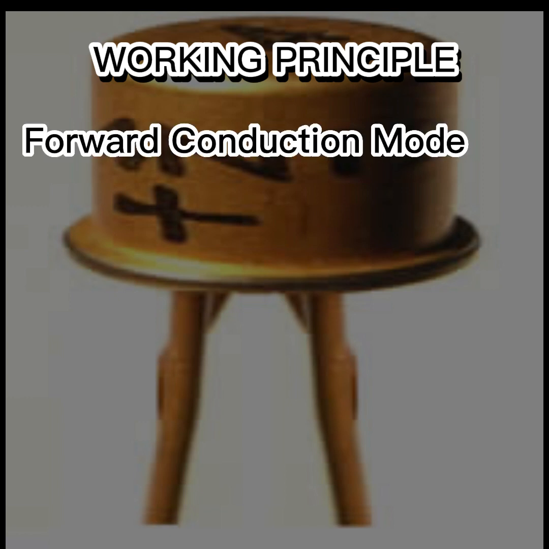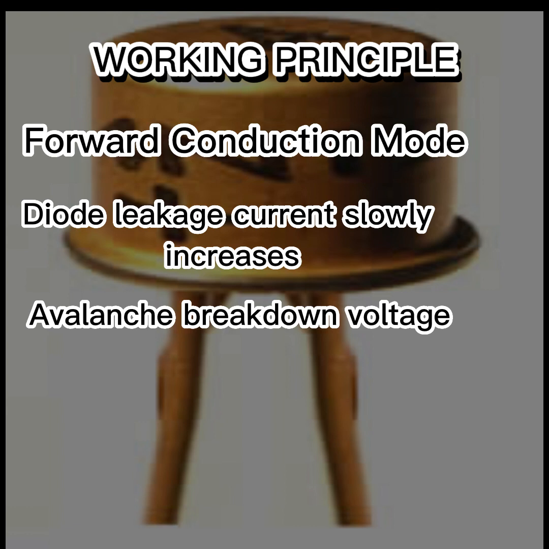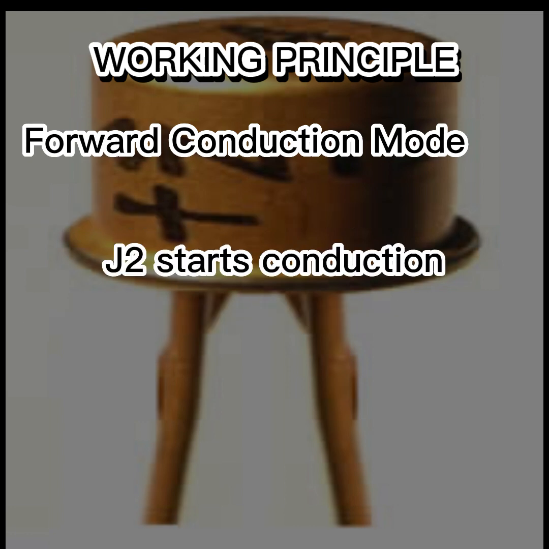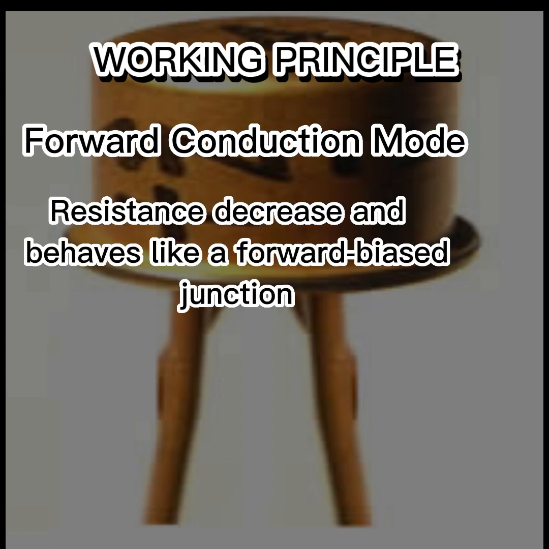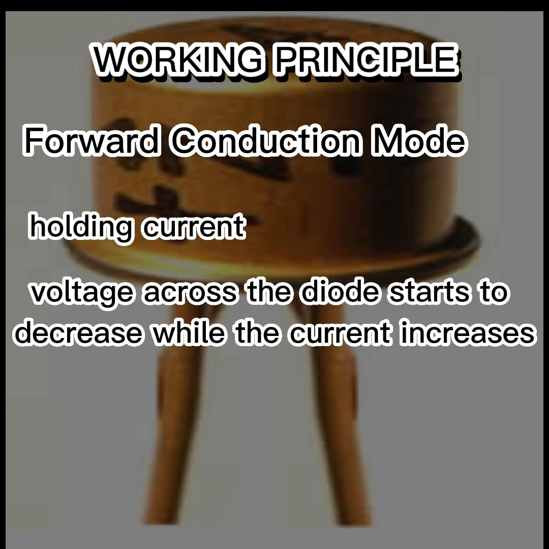Forward conduction mode. As the applied voltage is increased, the diode leakage current slowly increases. When the voltage reaches the avalanche breakdown voltage, called breakover voltage or breakdown voltage or forward peak voltage, the reverse biased junction J2 starts conduction. The resistance of the J2 junction decreases and it behaves like a forward biased junction. The diode current rises up to a limit called holding current. The diode switches on and the voltage across the diode starts to decrease while the current increases. This mode is called forward conduction mode and the Shockley diode is in on state.